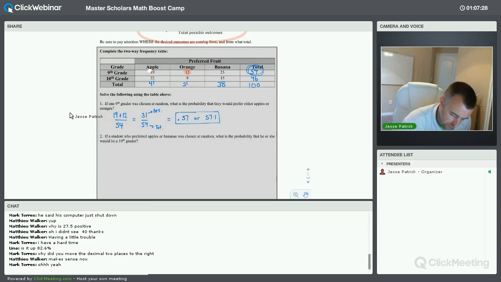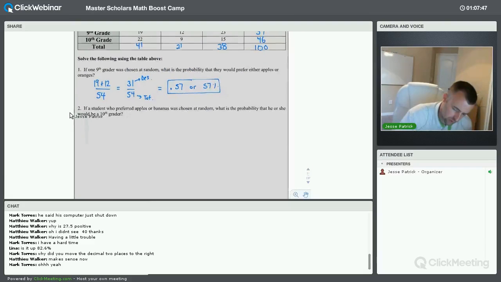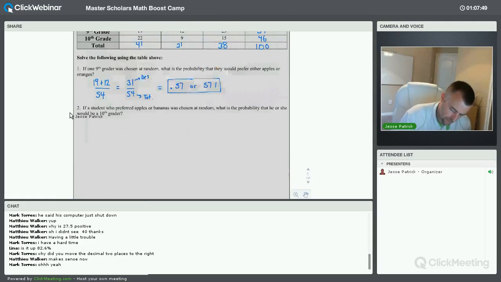Okay. I will erase these because we're going to have a new set of data for this next one. All right, so number 2, we're going to do the exact same thing. I think number 2 is a little tougher, but other than that, it's the same. I have a student who preferred apples or bananas. So again, that is where my apples, bananas, this is going to be where I pulled my data from.